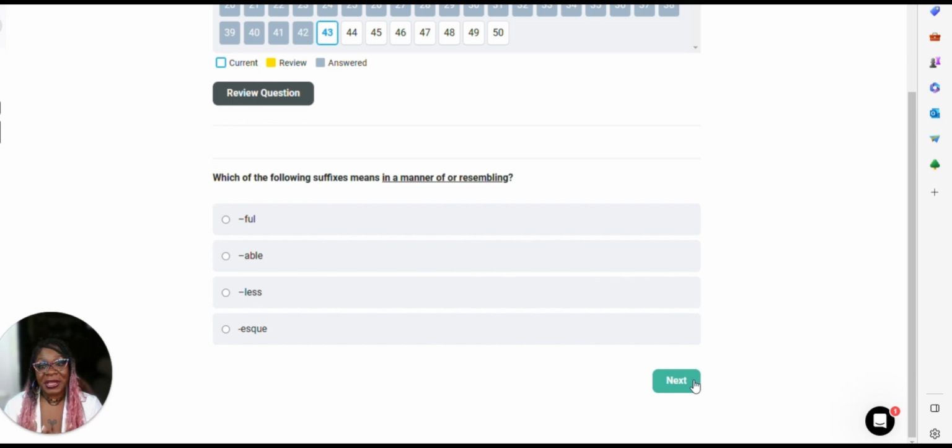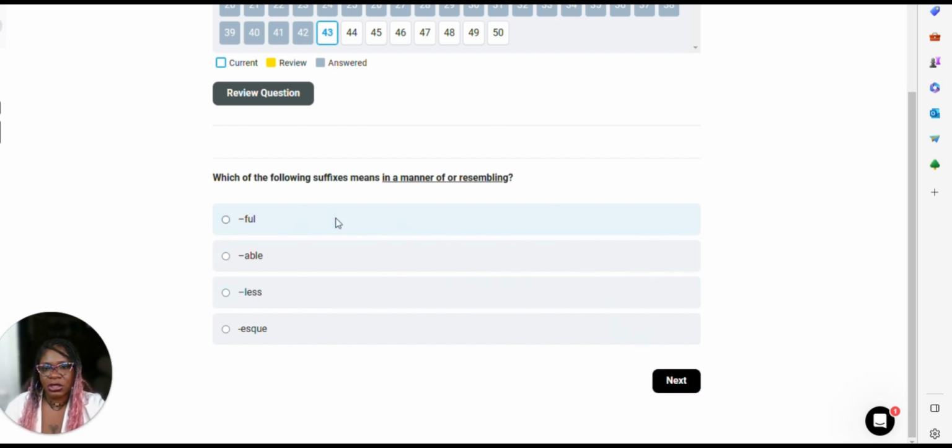Next question. Which of the following suffixes means in a manner of or resembling? Is it full? Is it able? Is it less, or is it esque? The answer is going to be esque. That's because the suffix that means in a manner of or resembling is esque, as in the word grotesque or in the word picturesque, right? It resembles a picture. The skyline is very picturesque tonight. You know what I mean? Something like that. So it looks like a picture.